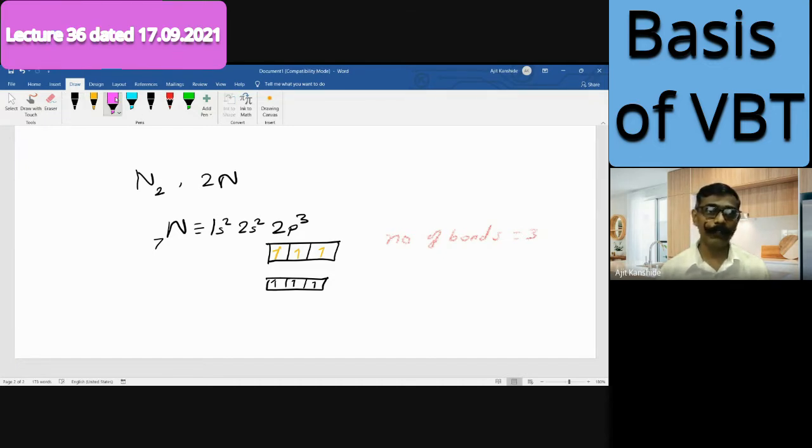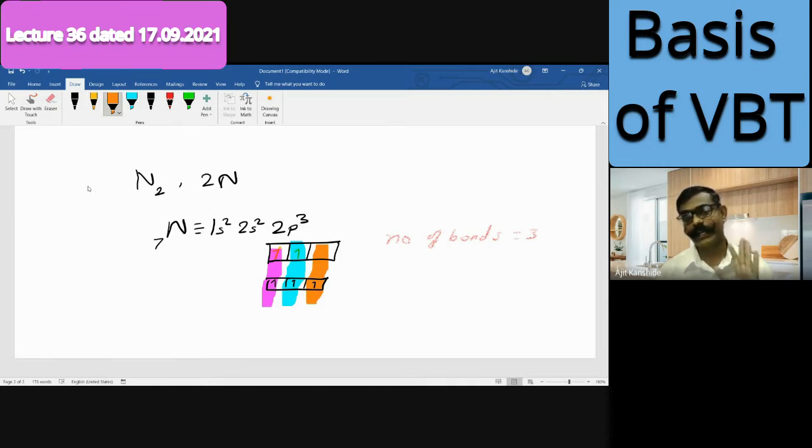Now what will happen? This one unpaired electron and the other unpaired electron will overlap to form one sigma bond. The second unpaired electron and the second unpaired electron of the other nitrogen will overlap to form a bond. Similarly, the third unpaired electron and the third unpaired electron will form a bond. So such 3 bonds are there; whether sigma or pi, we have to discuss.